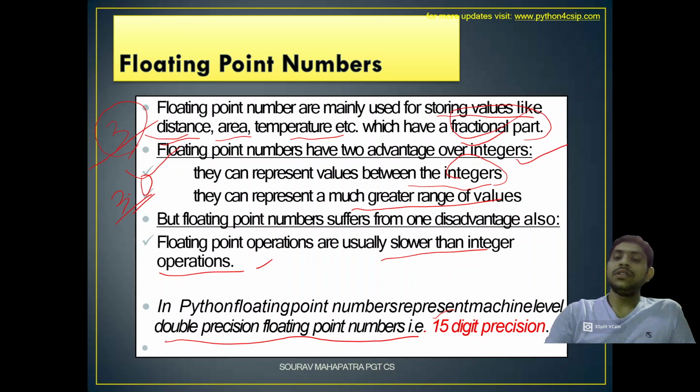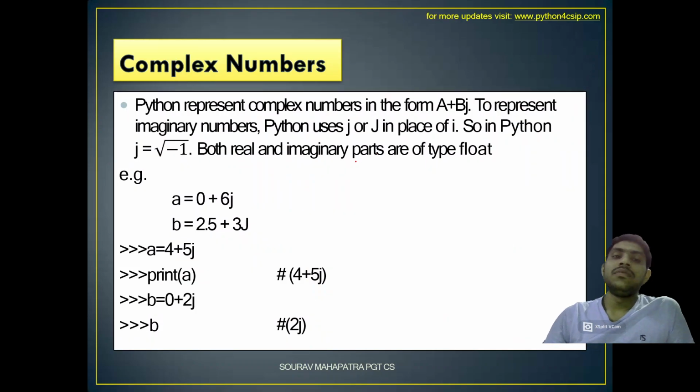Okay. 15-digit precision, double precision floating point number, Python. Then Python represents another number system, complex number.